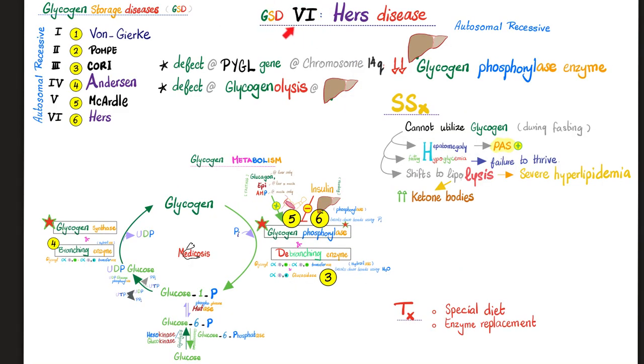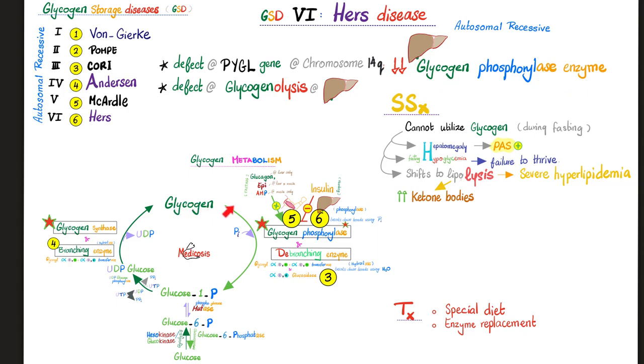Glycogen Storage Disease type 6, Hers disease. Where's the problem? PYG. Is it M like McArdle? No, it's PYGL, on the long arm of chromosome 14. What's the enzyme deficiency? Liver glycogen phosphorylase, not the muscle. McArdle was the muscle glycogen phosphorylase deficiency, but Hers disease, H for hepatocyte glycogen phosphorylase deficiency.